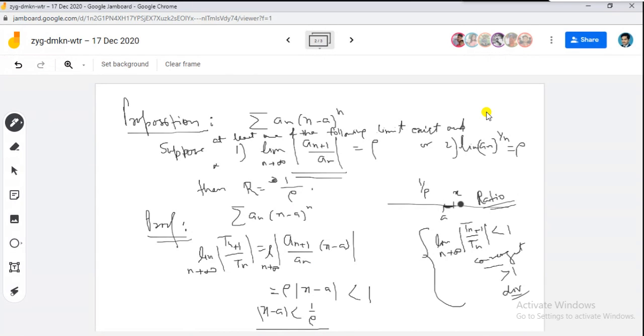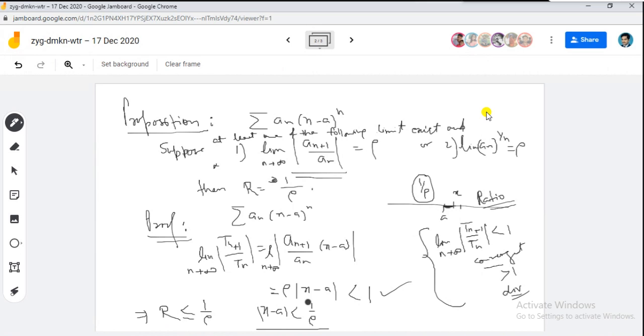It may be bigger than this, but at least here it's confirmed. Only this statement confirmed that whenever the distance between x and a is less than 1 upon rho, your series is convergent. So therefore, this implies that your R must be less than or equal to 1 upon rho. This R means the radius of convergence.